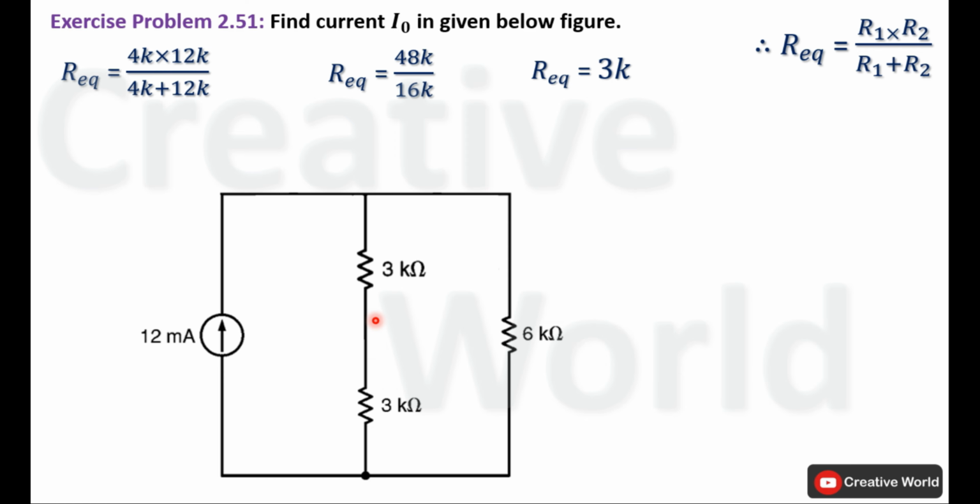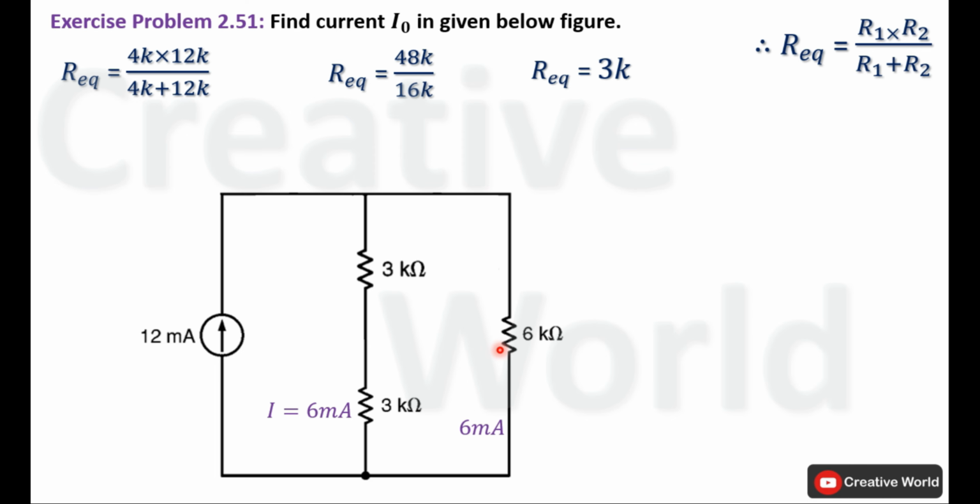If we observe, these two resistances are connected in series, so their equivalent resistance will be the sum of both resistances, that will become 6 kilo ohm. And already a 6 kilo ohm resistance is connected across them in parallel connection. Right now a 12 milliampere current is connected across two parallel connected resistances having the same values. So this total supplied current will divide in half into two branches. So this branch current will be 6 milliampere and this branch current will also be 6 milliampere.